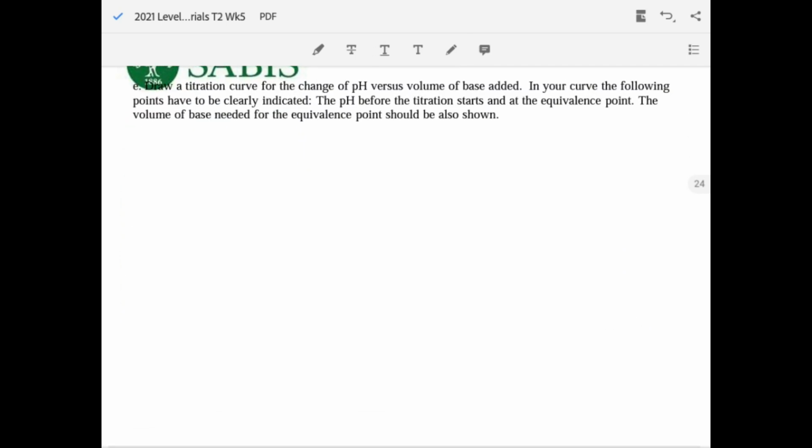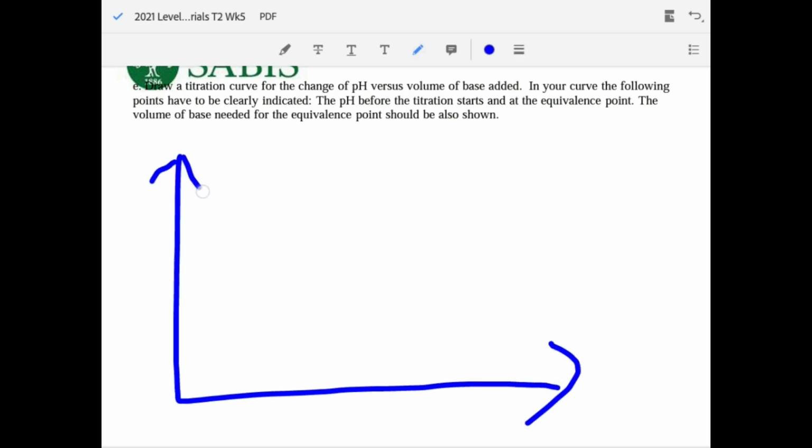Draw a titration curve for the change of pH versus volume of base added. In your curve, the following points have to be clearly indicated, the pH before the titration starts. Okay, so you have the points from before. You draw a curve, you label it pH, you label volume of NaOH added, and you just take the points from before.